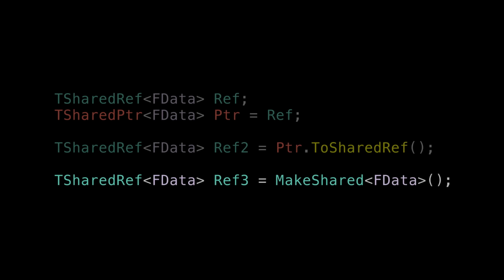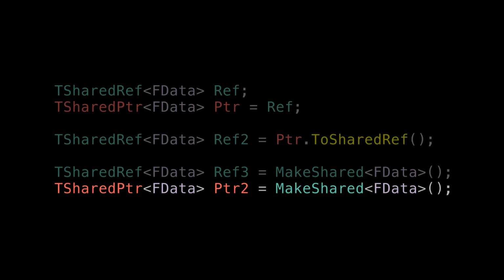But you'll often see code like this, and you might write this, especially if you're used to the standard library where make shared returns a nullable pointer. This is fine. This just works because the shared ref returned by make shared gets implicitly converted to a shared pointer for you. Let's think about this in light of moves, though.